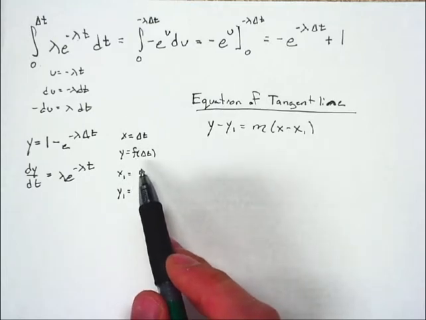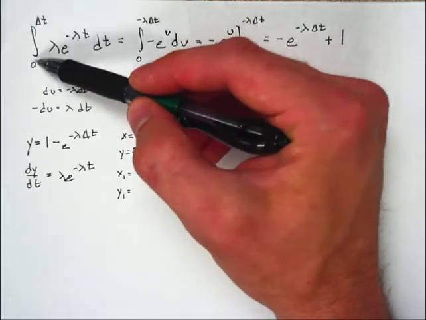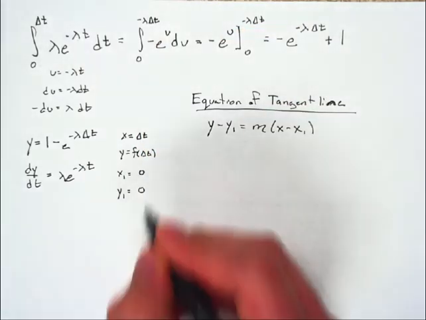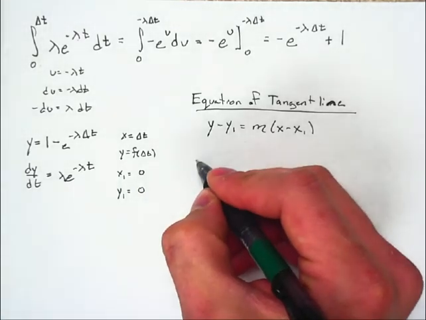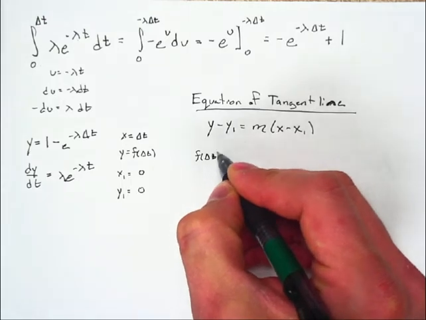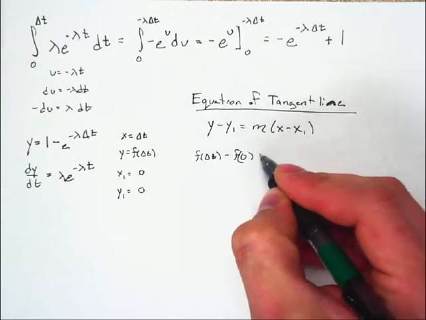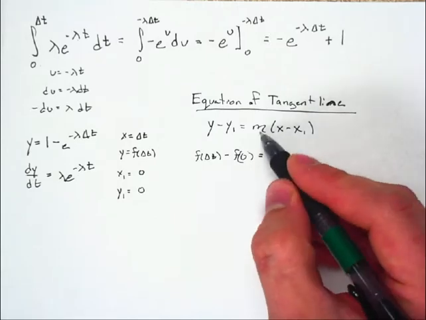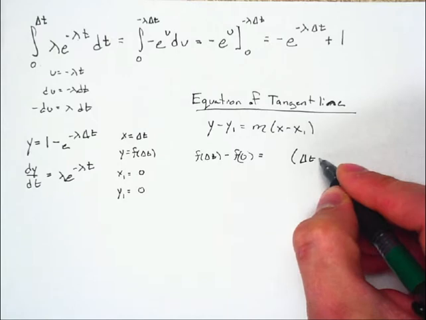Of course, if you plug 0 into this, you get out 0, or if you plug 0 in here, you're integrating from 0 to 0. So you end up with y1 equals 0. With our equation of the tangent line, this is what we end up with: f of delta t minus f of 0 equals your derivative, m, which I'm going to come back to, times delta t minus 0.